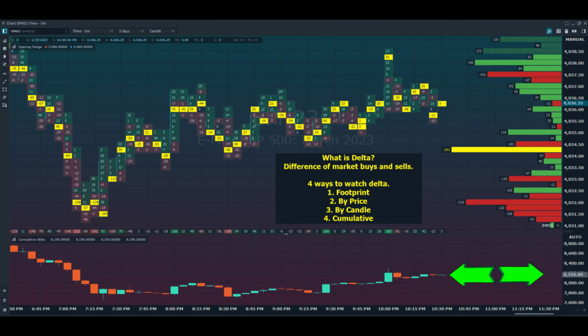The final way to watch delta would be cumulative delta, and that's here at the bottom. This is very similar to delta by candle. However, it also shows you the total value of delta throughout the day. Now, I do not use cumulative delta because I sometimes find it to be very misleading.